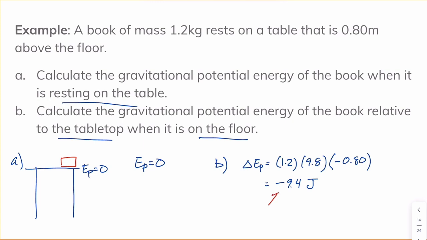I mentioned earlier in the video that gravitational potential energy is scalar. So the negative sign is not indicating direction in this case. The negative sign is indicating that it's lost energy. If the book fell from the tabletop to the floor, it lost gravitational potential energy. Likewise, if we had defined the floor as being zero, then to raise it up, we would have to give it 9.4 joules of gravitational potential energy to be at that height. That's a key component of energy problems here. The negative doesn't indicate direction, it indicates loss of energy.